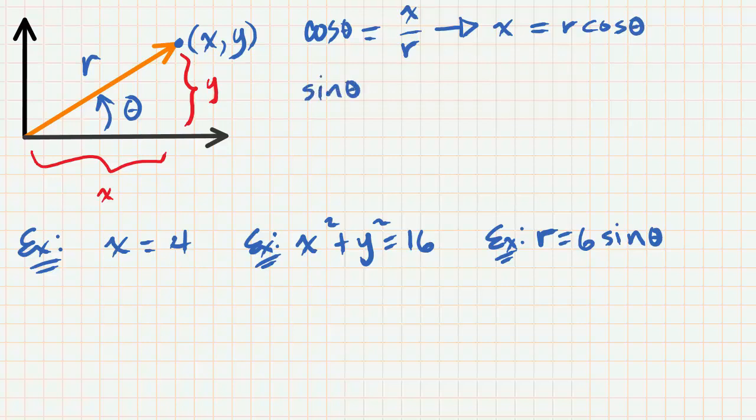Similarly, let's find sine of theta. That will be opposite over hypotenuse, so that will be y divided by r. And similarly, let's solve for y. We can then write y is equal to r sine of theta. Another obvious relationship that we see is x squared plus y squared is equal to r squared.